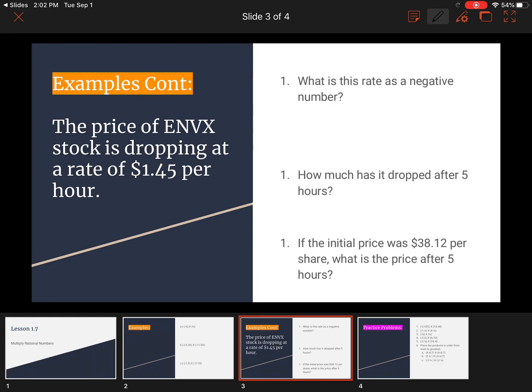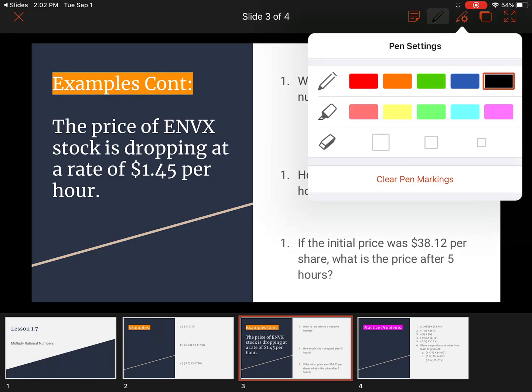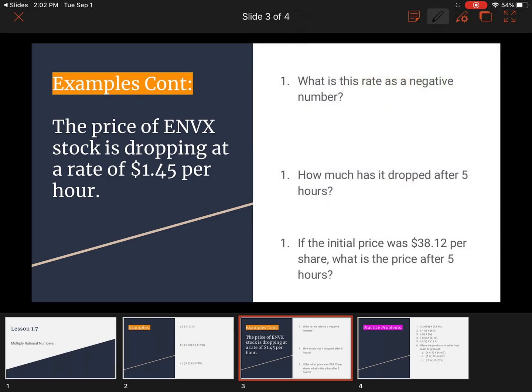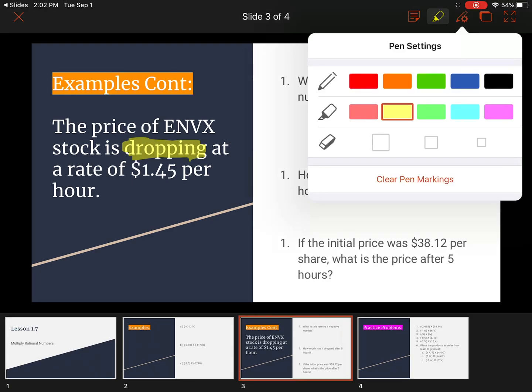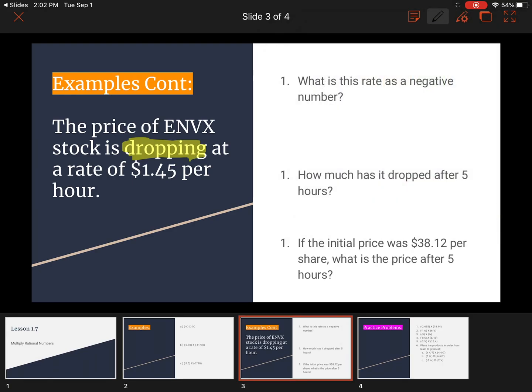So the price of ENVX stock is dropping at a rate of $1.45 per hour. So we want to write this rate as a negative number. We want to find out how much it dropped after 5 hours. And we want to find, if the initial price is $38.12, what is the price after 5 hours? So if it's dropping at a rate of $1.45 per hour, remember dropping means negative, right? This is one of our key words. So it's dropping at a rate of $1.45 per hour, or it's negative 1.45 per hour.